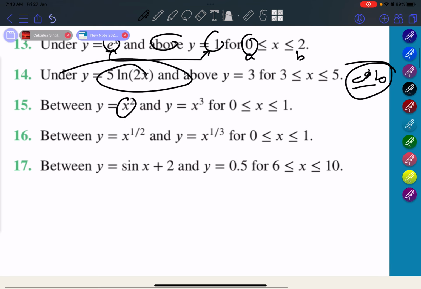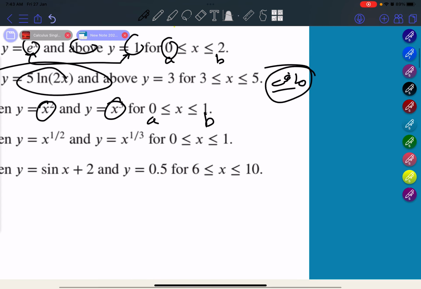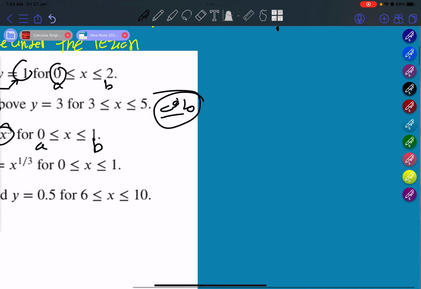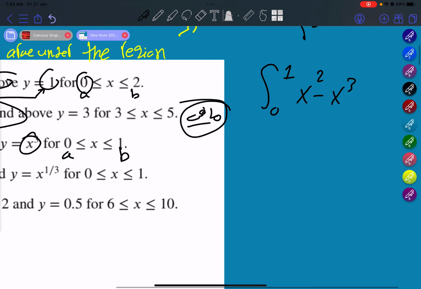So this is our first function minus the second function, and this is a, this is b. Let's write it right away. The integral from a is 0 to b is 1. Our first function is x power 2 minus the second function, which is x power 3. Yes, that's true.